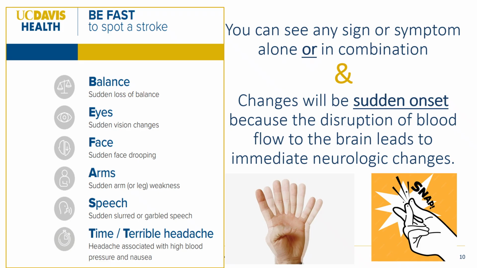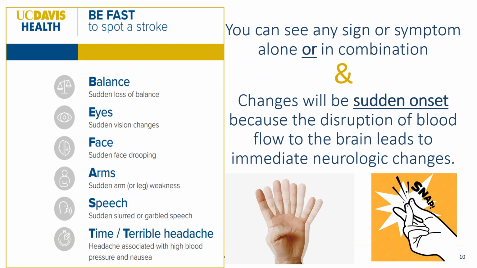B is for balance, sudden loss of balance. This does include things like dizziness. E is for eyes. This can be sudden vision changes such as sudden onset double or blurry vision, gaze preference, gaze deviations, unequal pupils, or disconjugate gaze. Remember, sudden onset symptoms. Some patients have unequal pupils as a baseline, so if you notice that, it's important to try and establish with family if that's something that they've had in the past.